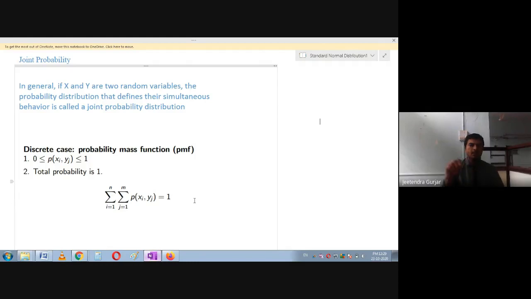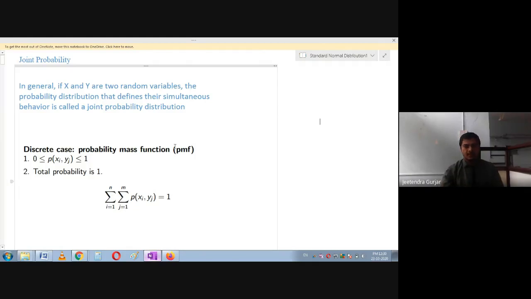Let us see. In general, if X and Y are two random variables, then the probability distribution defines their simultaneous behavior. If X is there, we have Y; if Y is there, we have X. Both together, simultaneously, we can see their behavior. Then we take it as the joint probability distribution, friends.